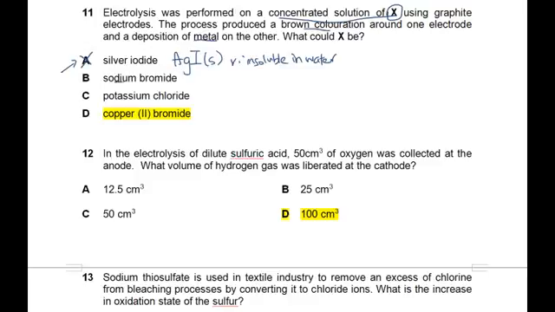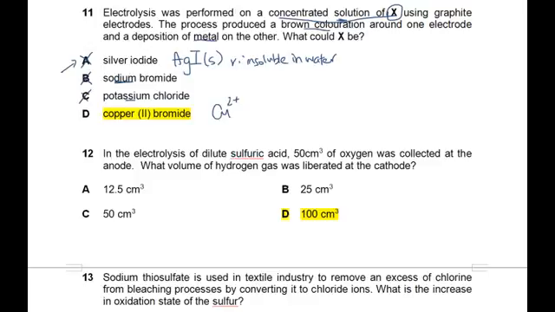Now you know that sodium is a very reactive metal, and we are looking at a solution here. So sodium can't possibly be discharged as a metal. So again, B is out. Same thing for potassium, a very reactive metal. You put it in a solution and do electrolysis, you can't possibly get potassium metal out of the solution. So by elimination, we know that it is going to be copper bromide.